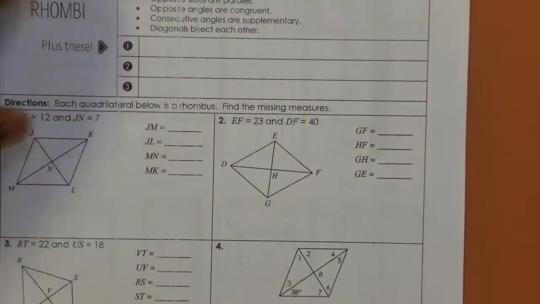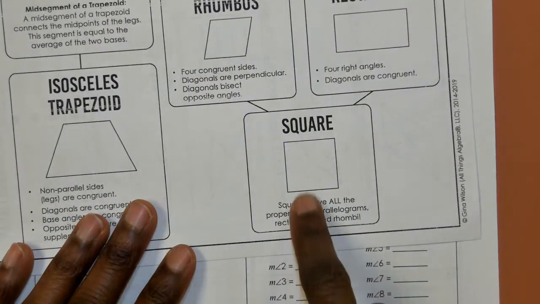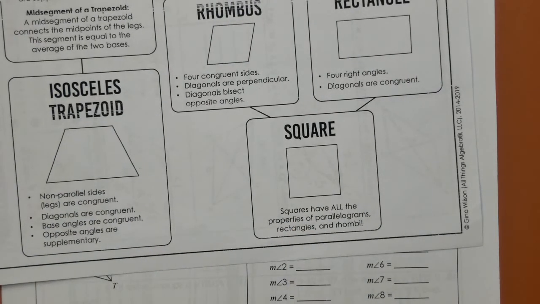So that's rectangles. Okay, in rhombus, we're going to copy in rhombus properties and square properties. So I'm going to copy these in real quick and then, yeah.